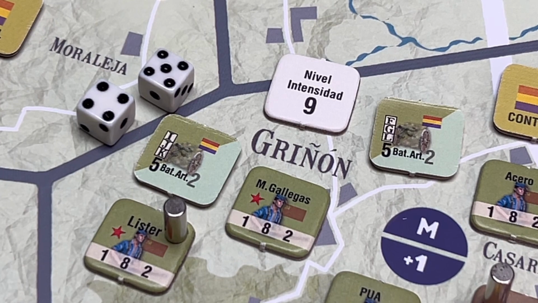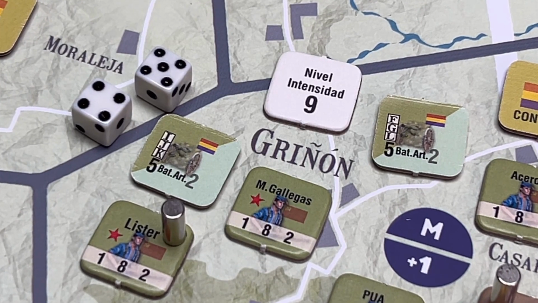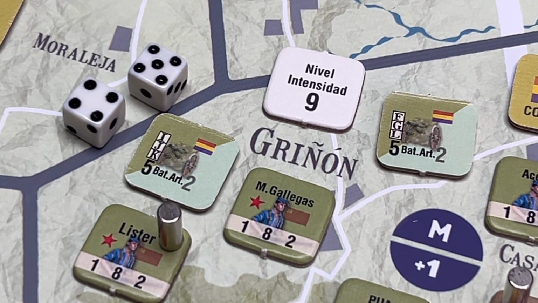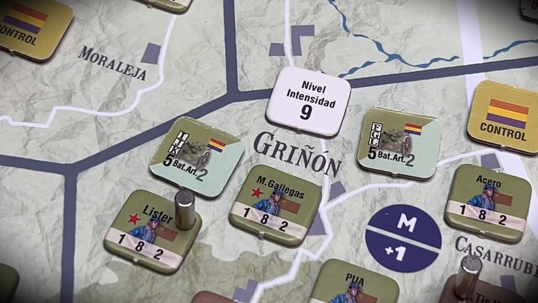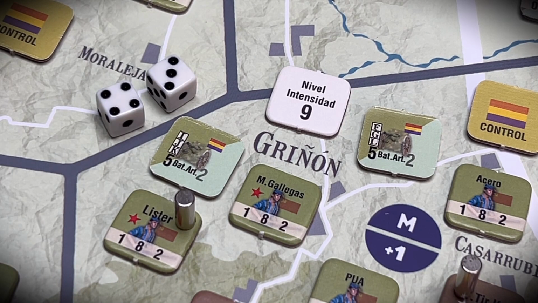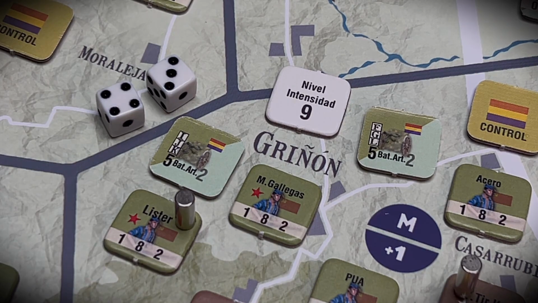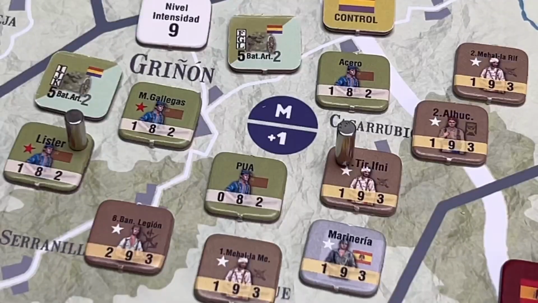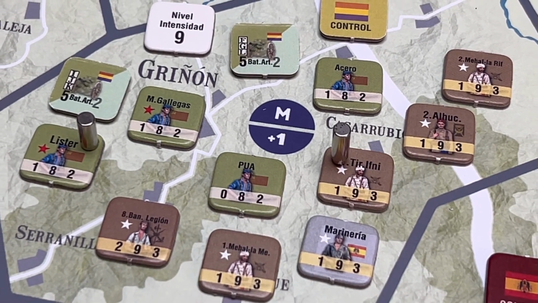In this example, the attacking nationalists do not suffer any loss points because their dice result was equal to the intensity level of 9. If, on the other hand, the nationalist had rolled a 7, the Republicans would have to sustain 5 loss points. In addition, because the dice result was less than the intensity level of 9, the nationalist would have had to sustain 2 loss points. However, let's return to our example where the Republicans suffer 7 loss points.